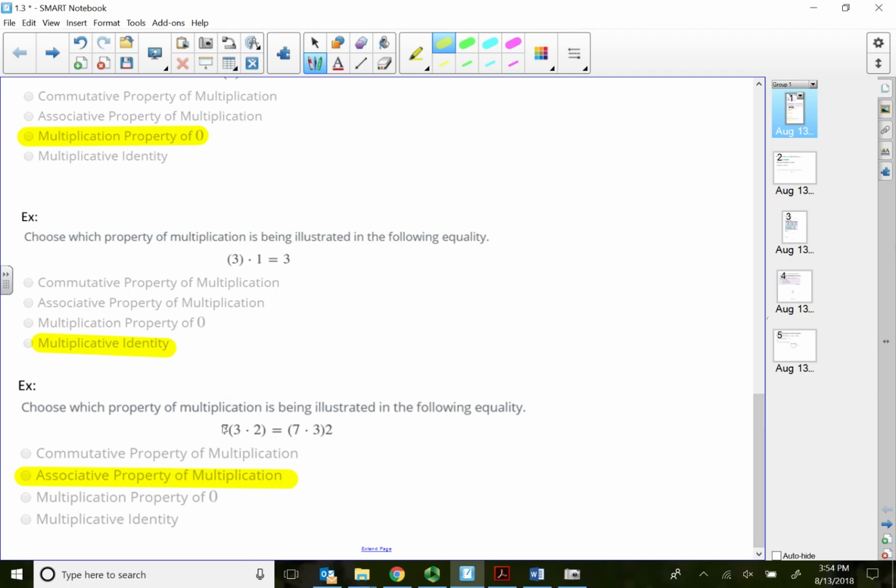Very powerful property. It allowed me to multiply any two numbers first. That actually made my arithmetic easier when we multiply.